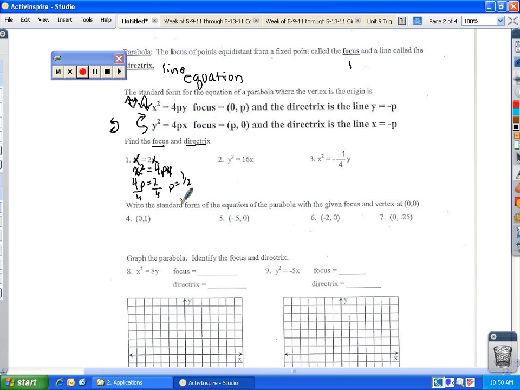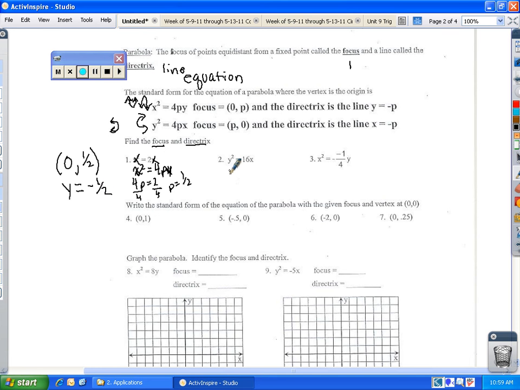Now, since p is 1/2, and this is an x squared equals equation, we know that it is going to either open up or open down. So the axis of symmetry is going to be the y-axis, and our focus point is going to be at (0, p), so it's going to be at (0, 1/2). That's going to be the focus. The directrix is going to be in the form of y equals the opposite of p, which is -1/2.